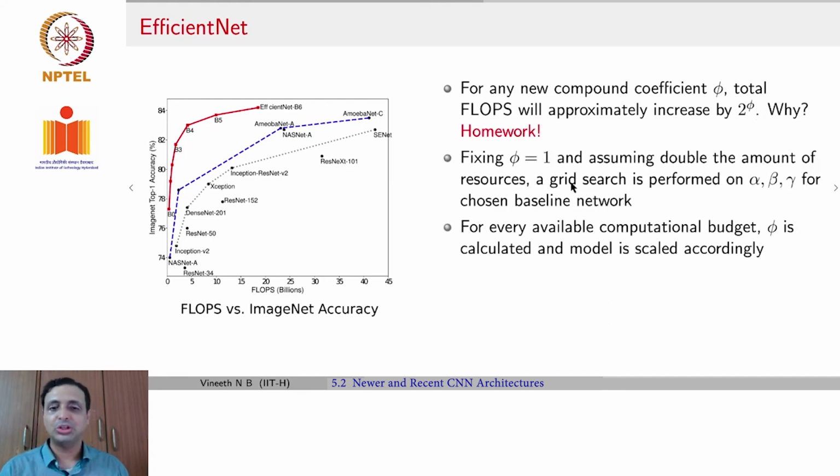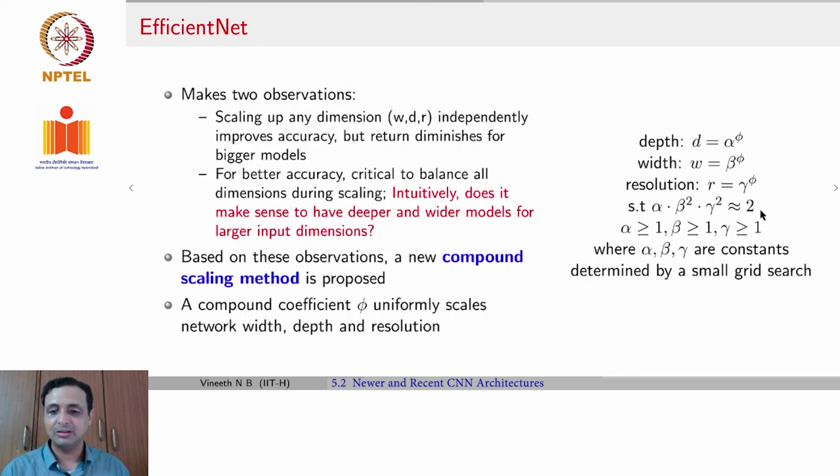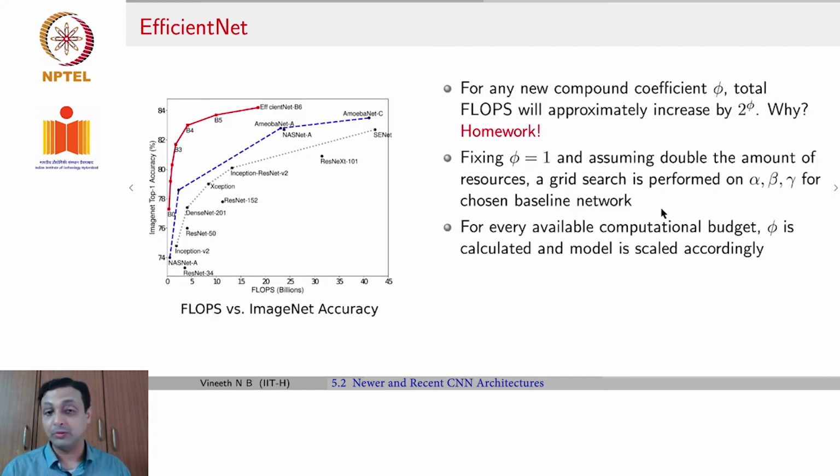Using this approach, you can first fix phi is equal to 1. You do a grid search on alpha, beta, gamma, solve this equation that you see here: alpha into beta square into gamma square is equal to 2, and that would give you a certain value of alpha, beta, gamma. Now, for that choice of alpha, beta, gamma, vary your phi based on whatever your computational budget is. As I said, if your computational budget doubled, set phi is equal to 1. And now if your computational budget reduced, accordingly change your phi.